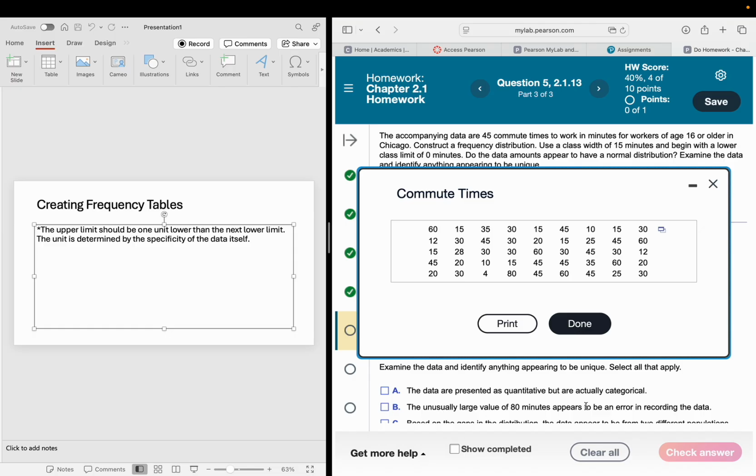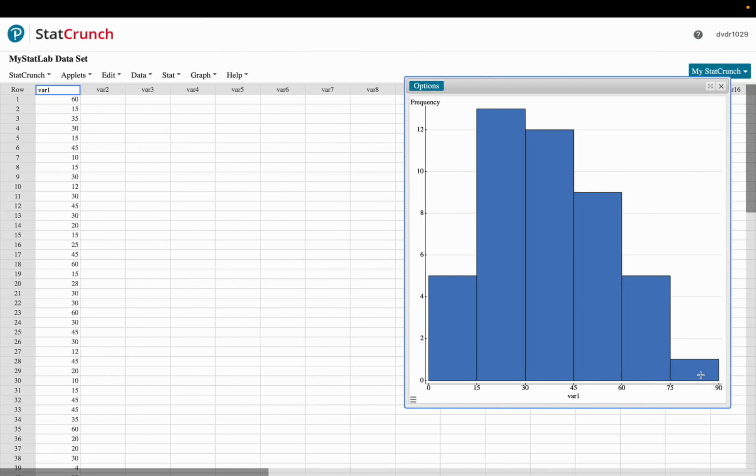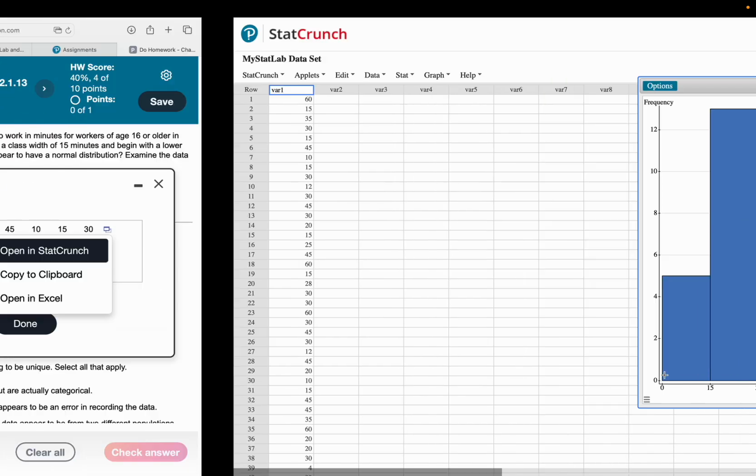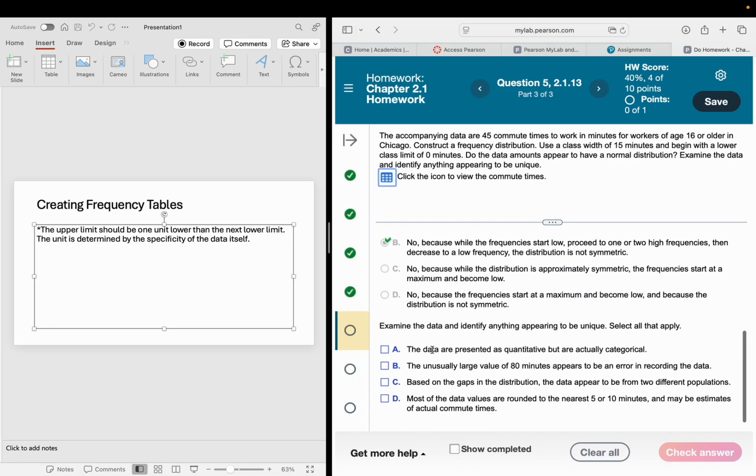An unusually large value of 80 appears to be an error. Well, we'll take a look at this in the next section, but let's look at that StatCrunch graph again. This data value, even though it has only a very high frequency, is next to the rest of the data. There's not what we call a gap in the data. So we wouldn't necessarily say this is unusually large, although it is large, because there are no gaps. And then again, based on gaps, there appears to be two different populations.